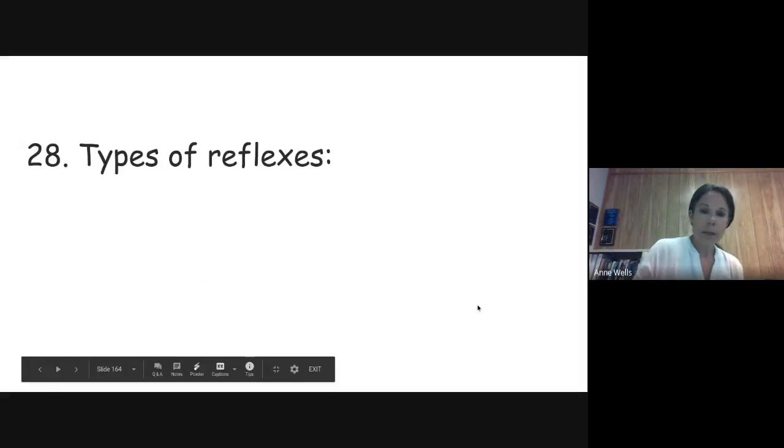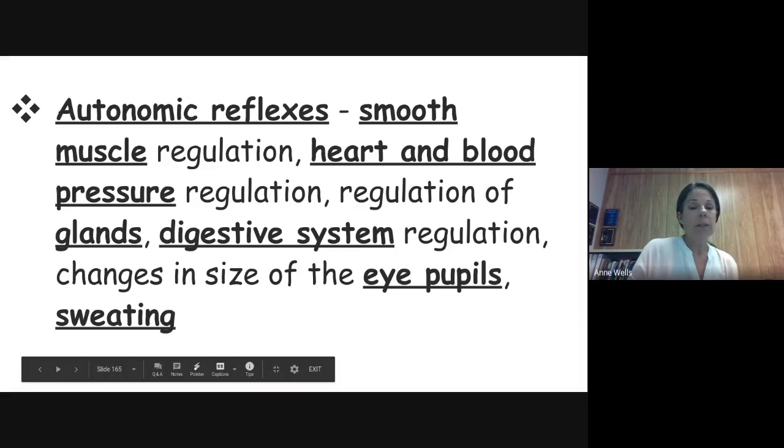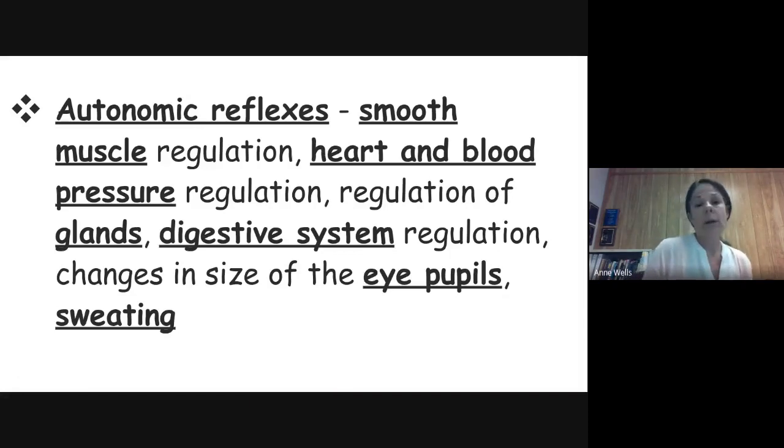Now, number 28, we'll look at a few types of reflexes. First of all, an autonomic reflex. This is smooth muscle regulation, heart and blood pressure regulation, regulation of glands, digestive system regulation, changes in size of the eye pupils, and sweating. So think, those are all things that happen automatically. So autonomic, these are things that you can't really control. These are things that happen without you thinking about them or causing them.